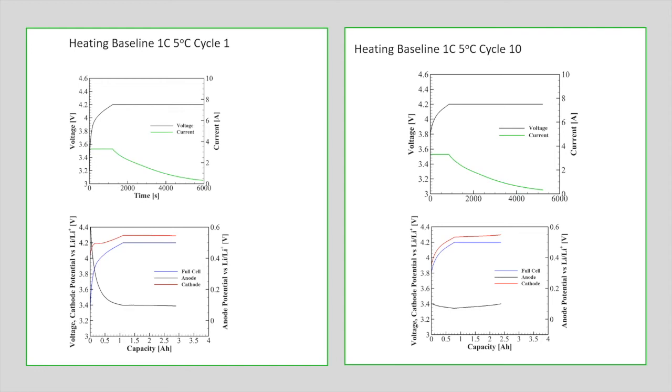In the decoupled anode and cathode voltage, we observe that the anode potential is still positive. This experimental result stands in contrary to our theoretical simulation. Now moving to the next slide.